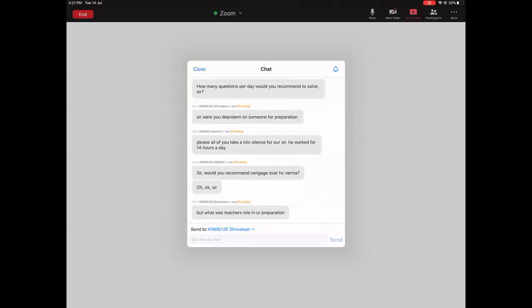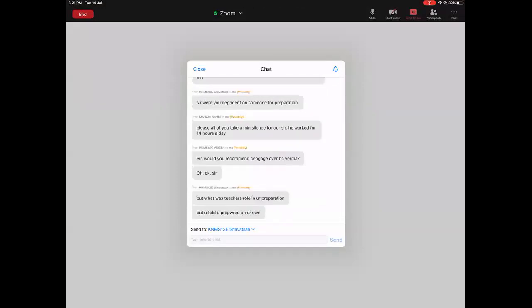What was teacher's role in my preparation? Well, I used to go for some classes to my school. I used to check whether I'm in the right direction or not. I would always talk to them and see if I'm faster than them or not. I have to be faster. You guys have to be faster than your teachers. So you also have to keep checking. If sir is able to do this in 2 minutes, will I be able to do this in 2 minutes? Preparation was on my own, but I was also going to school.